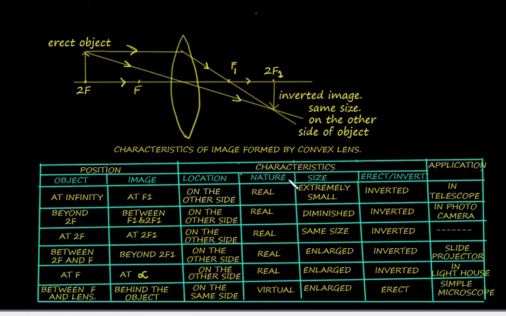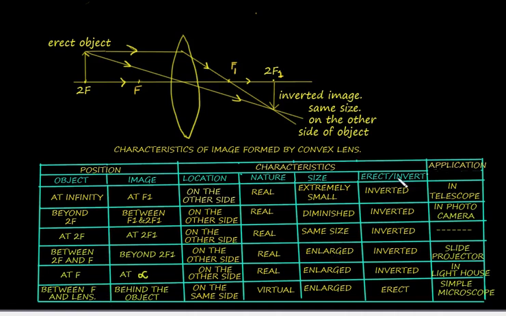When we come to nature of the image, that is whether it is real or virtual, only for position of object between f and lens you get a virtual image. For all the others, the image is real, means it can be caught on a screen. Size is diminished for the first two cases, that is at infinity and beyond 2f. And among them, for object at infinity, the size is very small. For object at 2f, it is of same size. For all the other three positions, the image is enlarged.